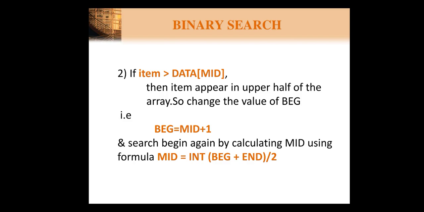Here, whatever conditions I have shown are for the ascending order data. If atom is greater than data of mid, then atom appears in the upper half. So we need to change the beginning position now. Okay, so how to change the beginning? To change the beginning value, what do we have to set? Beginning is equal to mid plus 1. How do we change it? We shift beginning from the first position to the next element of mid. So we set beginning equals mid plus 1.